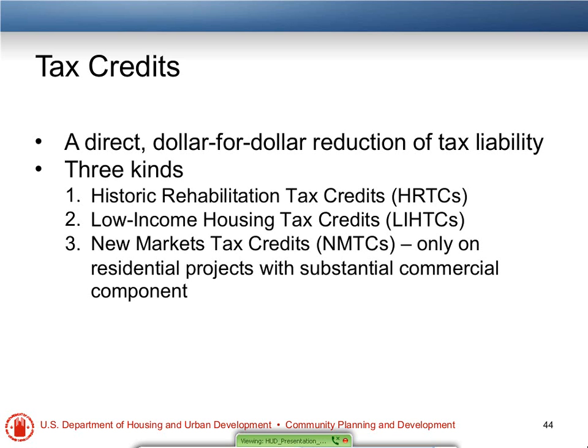The investors for the majority of these projects are going to be large corporate investors, and they're primarily going to be banks.